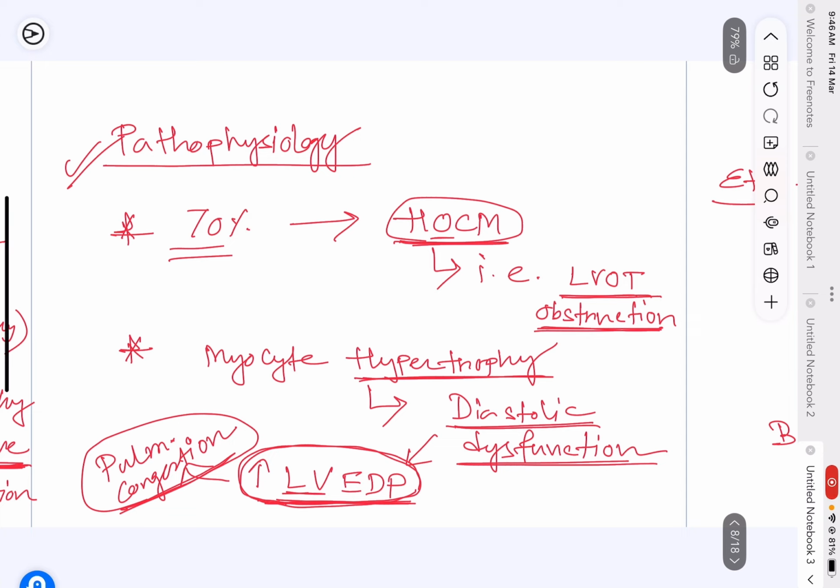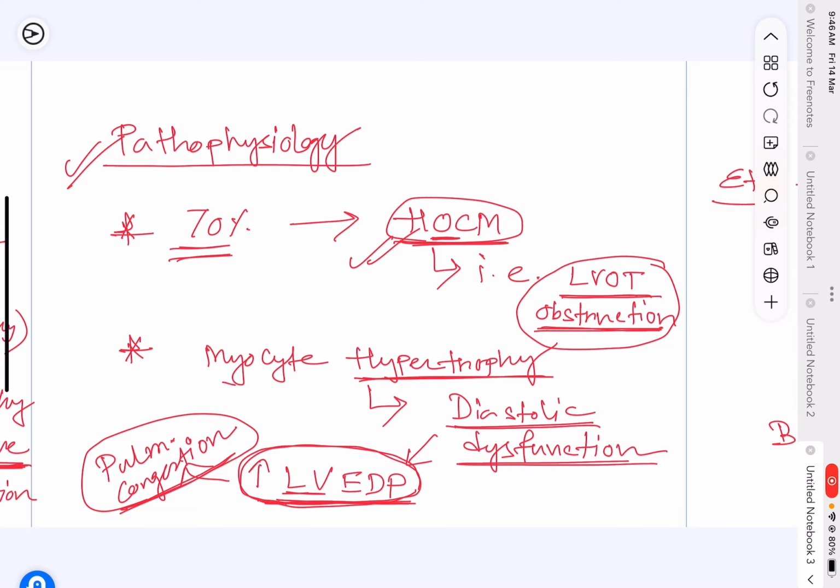In HCM, 70% of the patients develop an obstructive pattern, the left ventricular outflow tract obstruction. Okay, so LVOT obstruction leads to hypertrophic obstructive cardiomyopathy. 70% of the patients with HCM become HOCM.